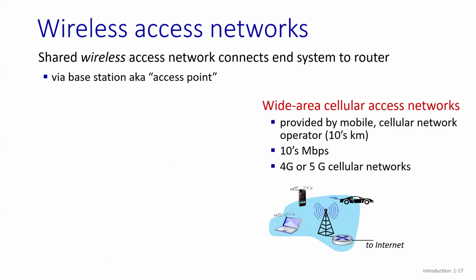And then we have wide area cellular access networks. Again, we call it wide area because the coverage area of wireless WAN is much more as compared to the wireless LAN, and it's usually in tens of kilometers. The data rate in the cellular access network could be tens of megabits per second. You're very much familiar with 4G, 5G, LTE, and so on.